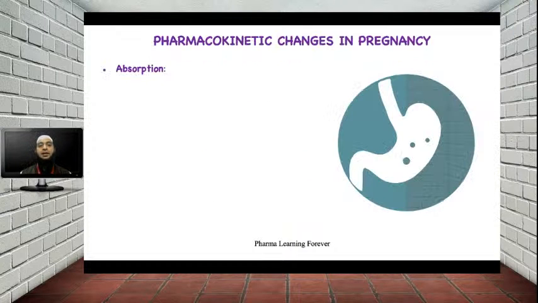So let's start with the pharmacokinetic changes which are seen in pregnant women, because in pregnancy there is completely different physiology. Since the physiology is changed, it also affects the pharmacokinetic parameters of the drug, including absorption, distribution, metabolism, and excretion. So let's see first what happens with absorption of the drug.